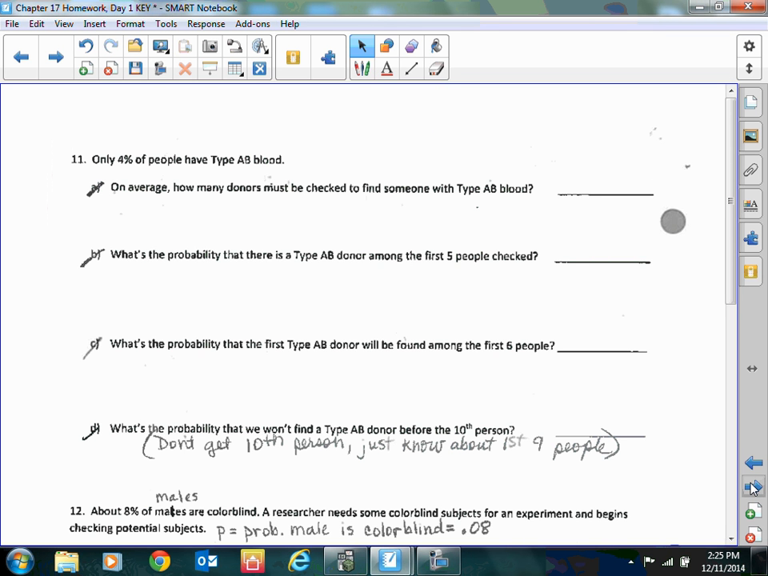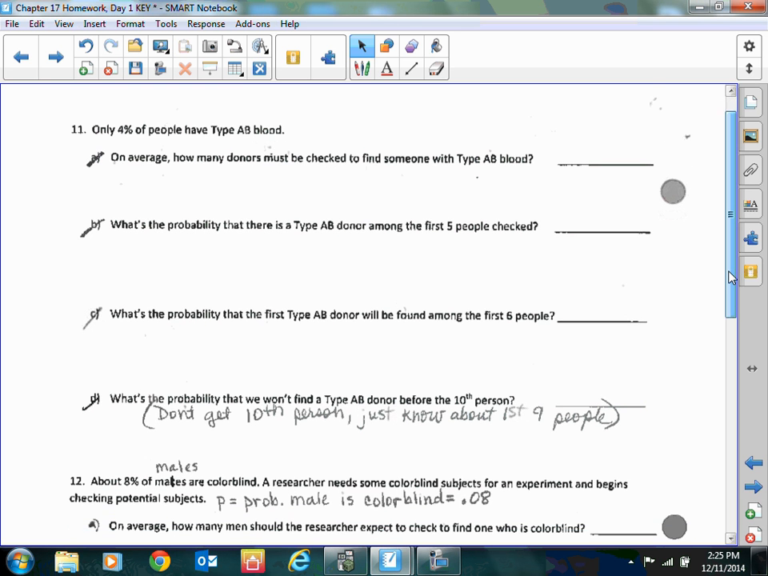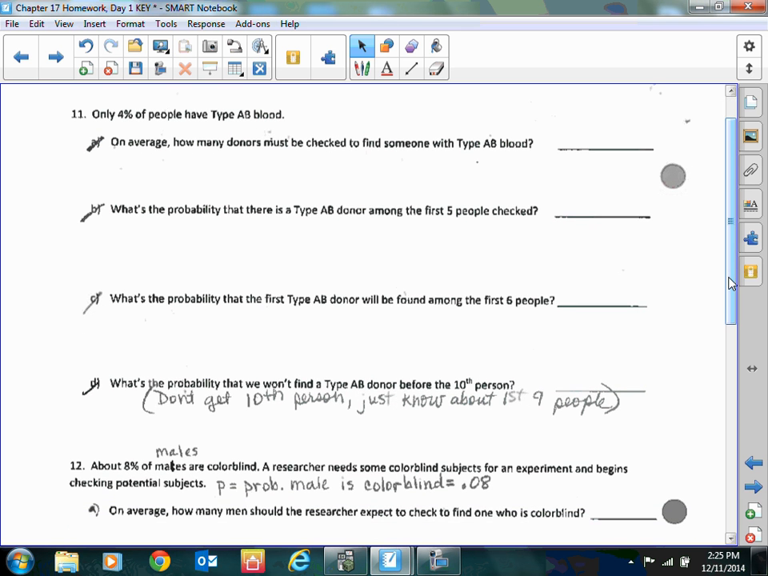So what I want to do is stop right here for a minute. I'm going to pause the video, and I'm going to give you about 10 minutes to go through and do all of number 11 and number 12A that you did not do yesterday, and I'm going to see how you do with that. We'll meet back here in a second and go through those.